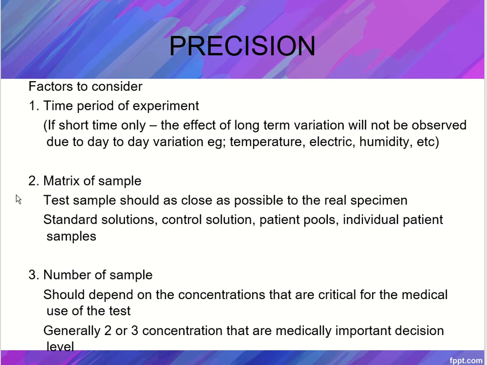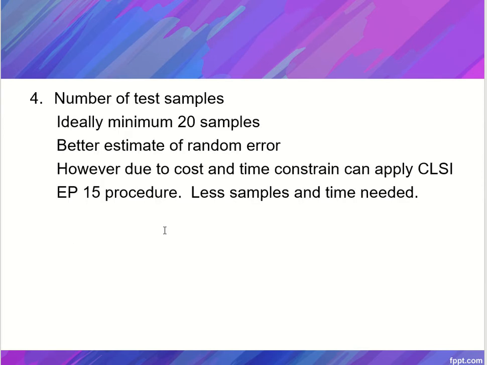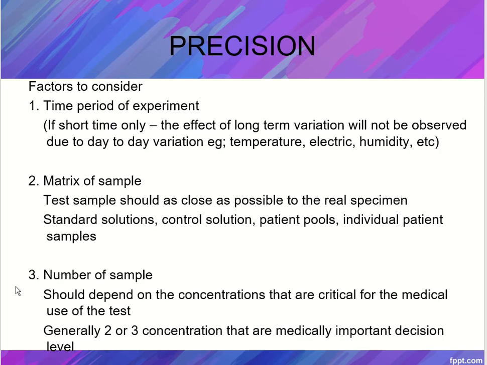Second, matrix of sample. The test sample should be as close as possible to the real specimen. Usually in the lab, we use individual patient samples or a patient pool. And if you need to use standard solutions or control solutions, just make sure that this solution mimics the patient sample.